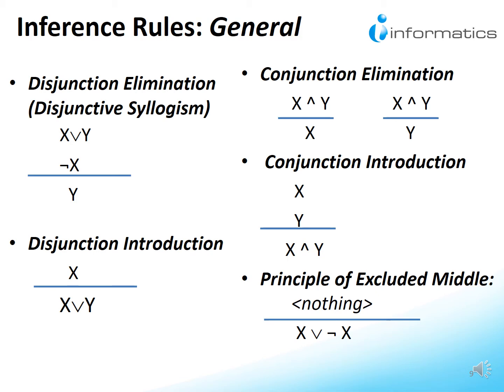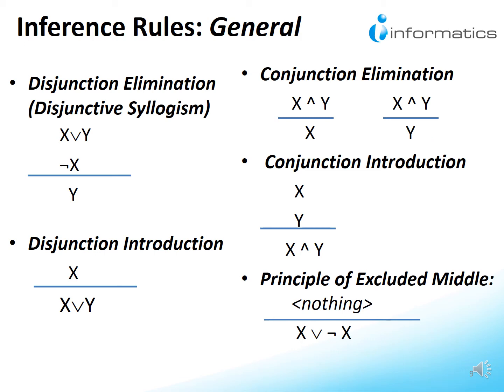The first one is disjunctive syllogism. If we know that X or Y is true, but X is not true, then Y must be true. If we know that X is true, then we can actually write a weaker statement, X or Y. If we know that X and Y is true, then we can write a weaker statement, X is true. Same thing here. If X and Y is true, Y must be true.